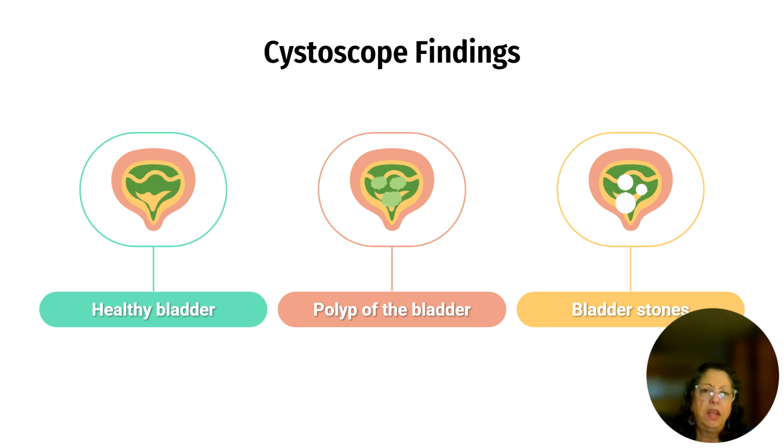So the cystoscopy can do a lot of things. It can actually flush out your bladder. It can assess your ureters. You can shoot some contrast dye into the ureters to see if there's a blockage or a stone blockage. So you're looking at whether you can see a healthy bladder, any polyps in the bladder, or if there are any stones.